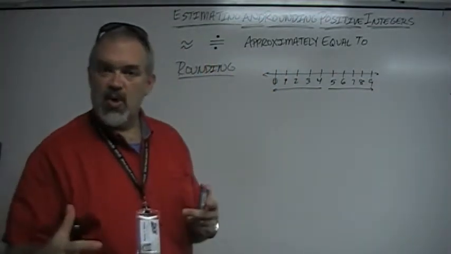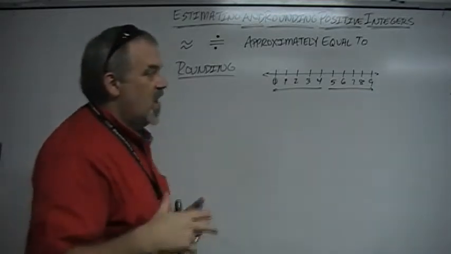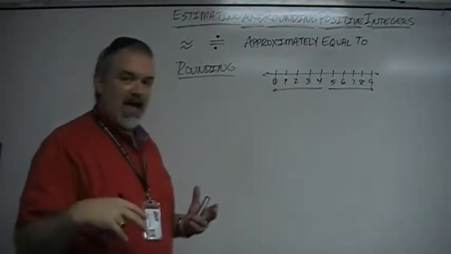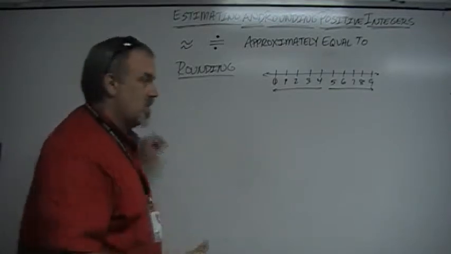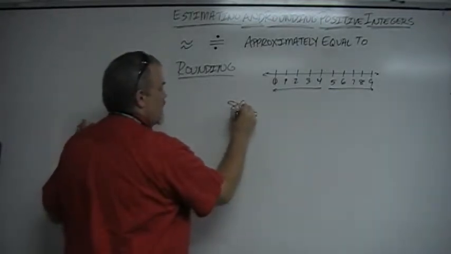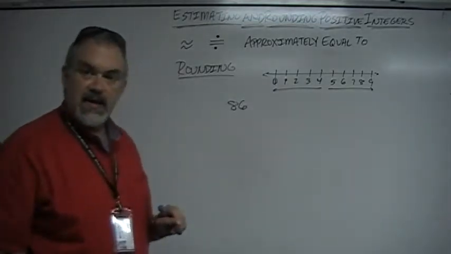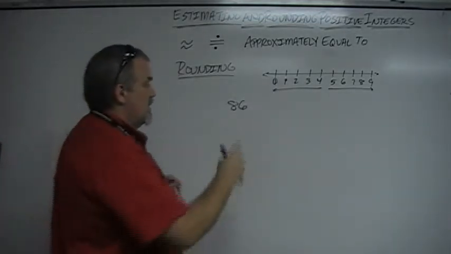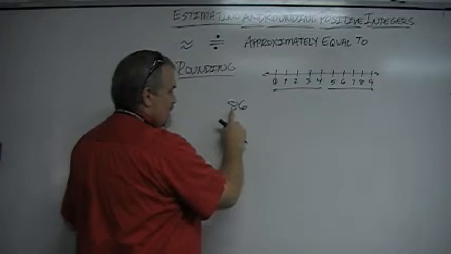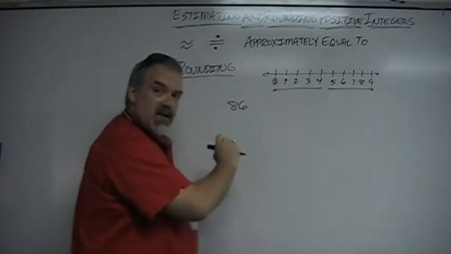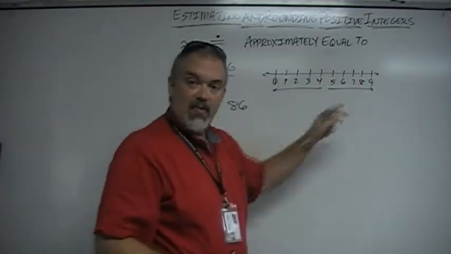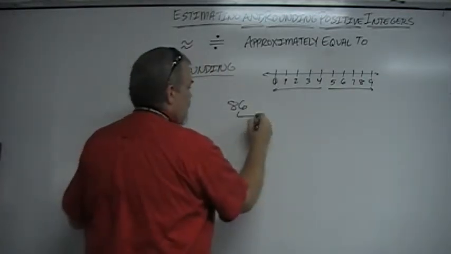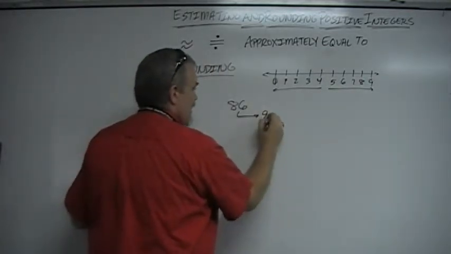Now we're going to do some more examples of these at another time, but for today I want to give you a couple more examples. So let's say, for example, that we wanted to round 86 to the nearest 10. Well, to the nearest 10 means the 80s, and so we look at that next digit, it's a 6. So that means we're going to round that number up, and it's going to be approximately equal to 90.